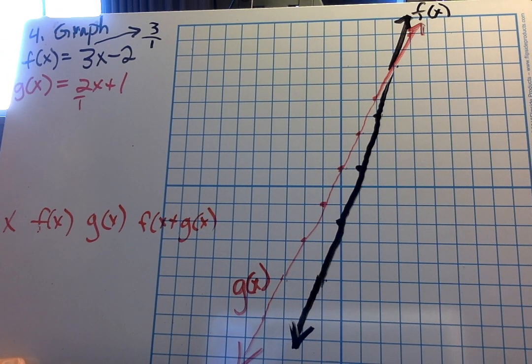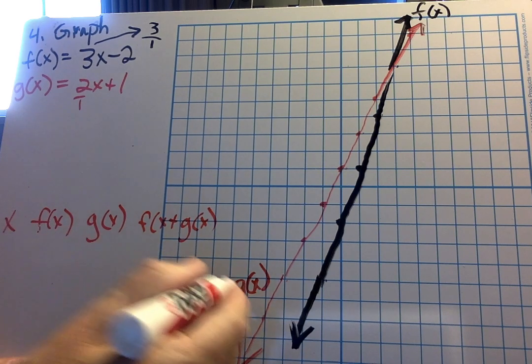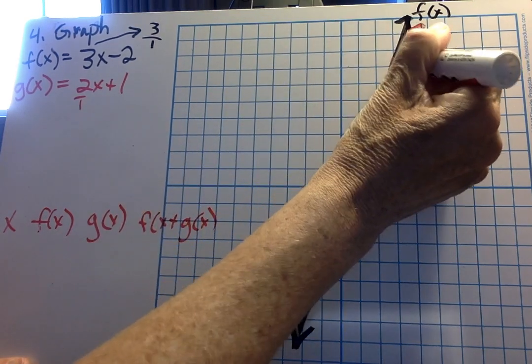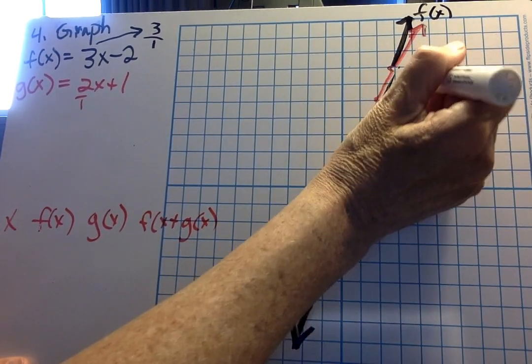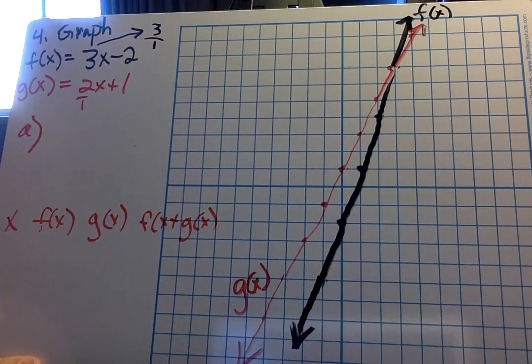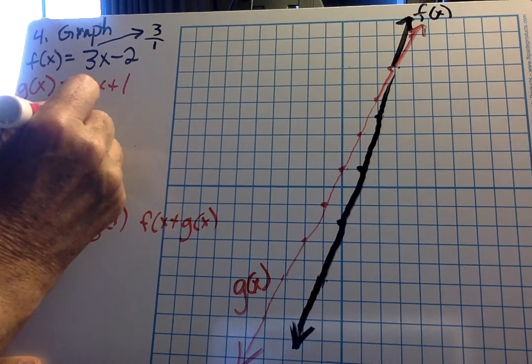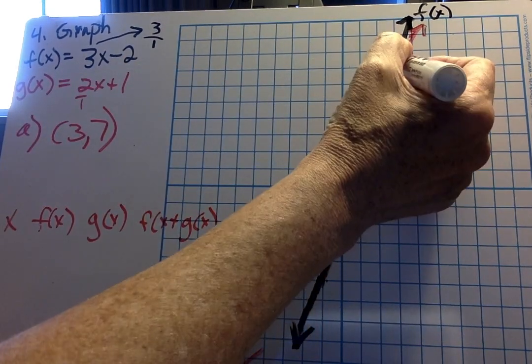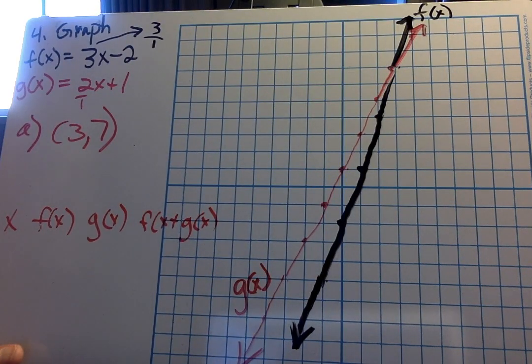It says use different colors for the two graphs. Label your lines. I labeled g of x and then f of x is up there. Where does f of x equal g of x? And that would be right here. And that would be at x equals 3. So part A is going to be at 3, 7. So if I go over 1, 2, 3, up 7, that's where the two lines cross. So that's where their solution is. Using your equations, show by substitution that your answer above is correct.